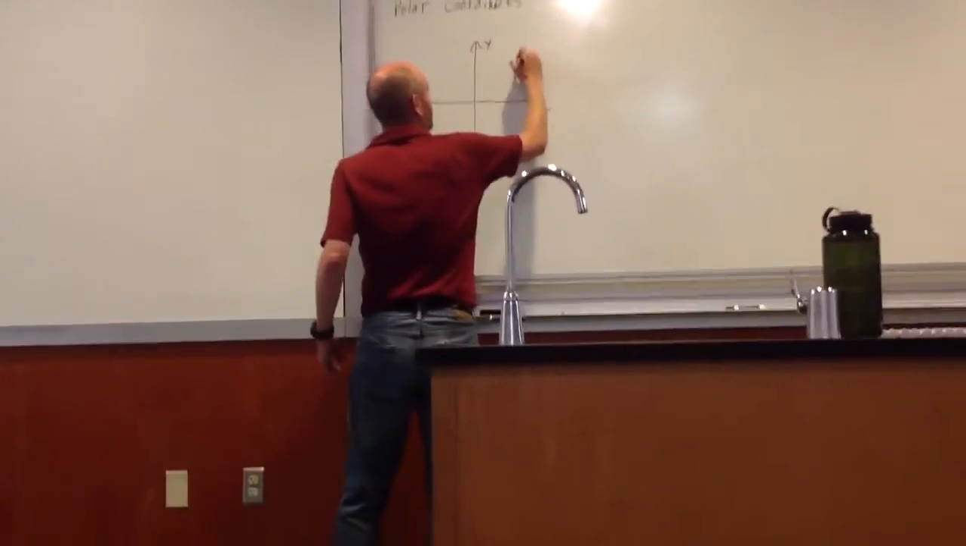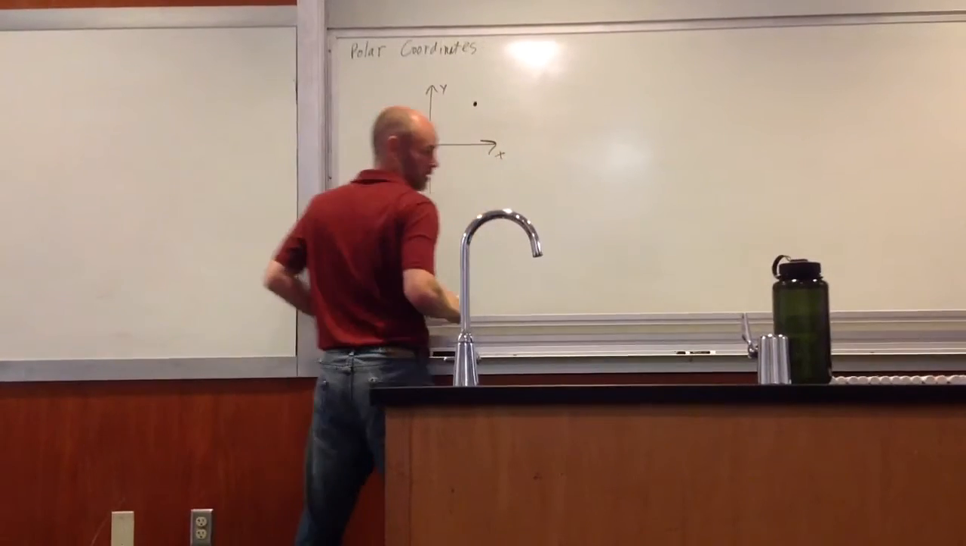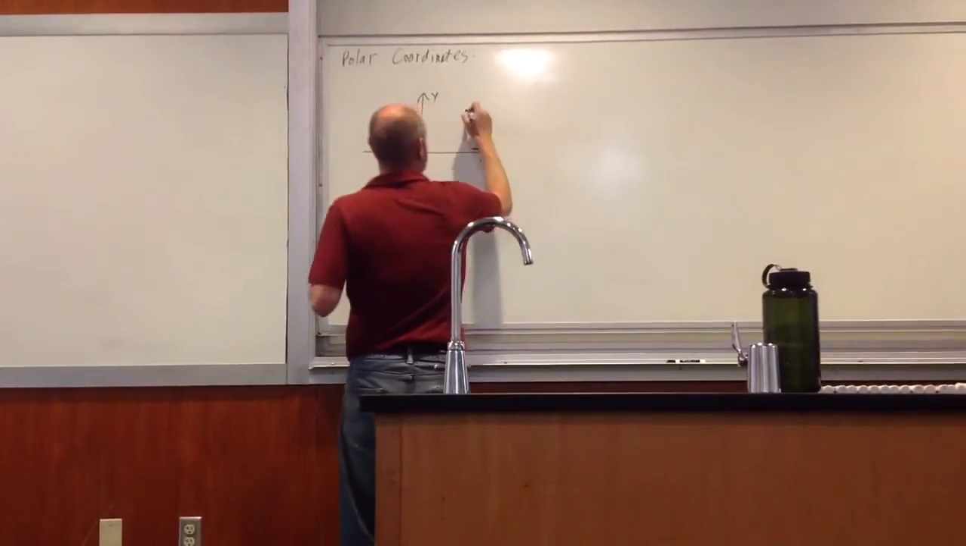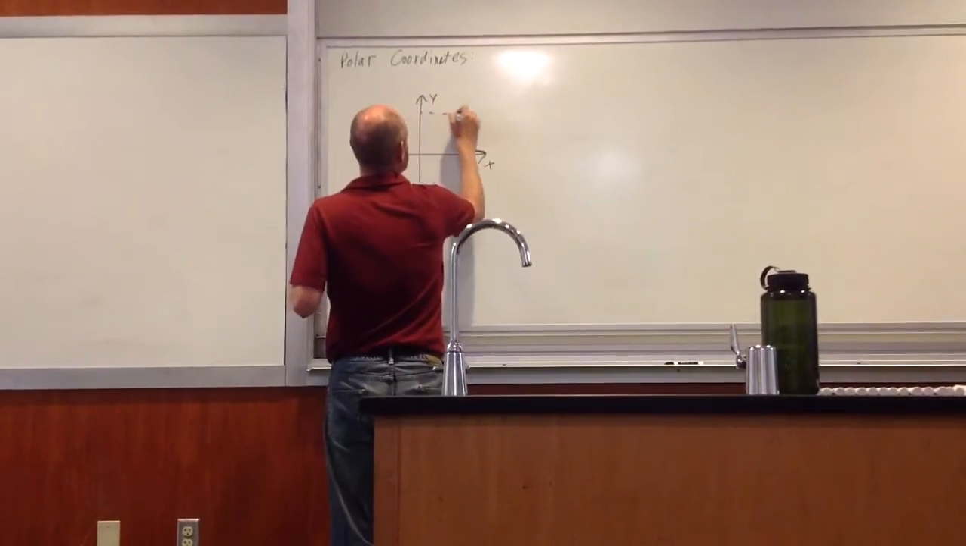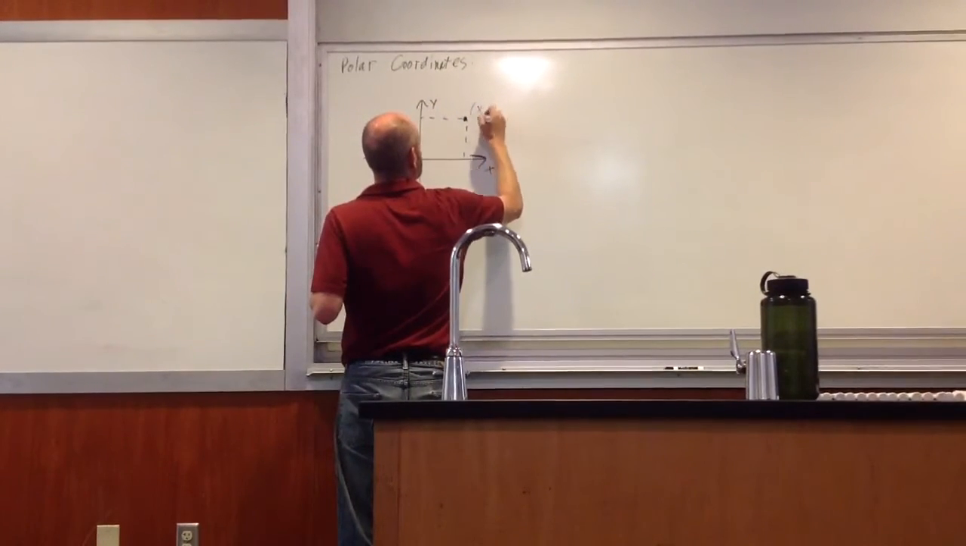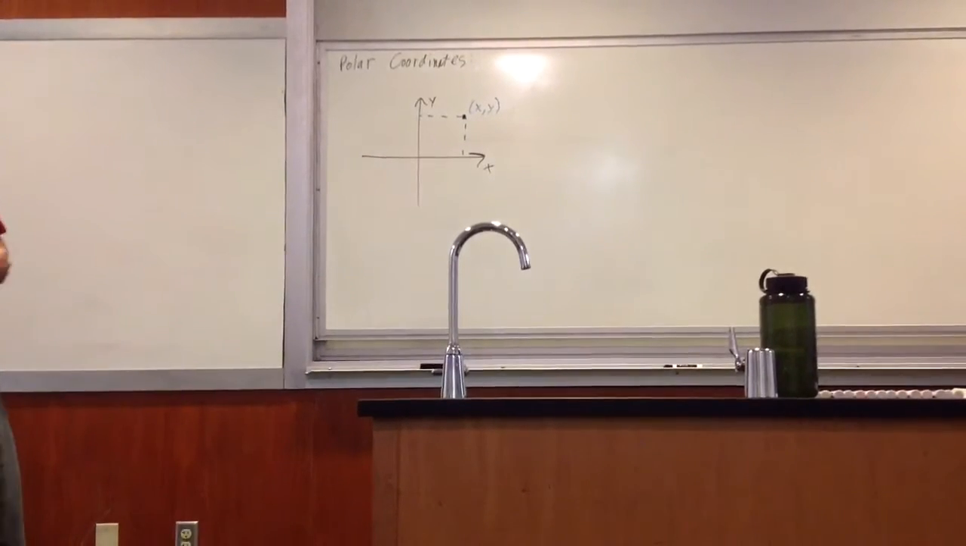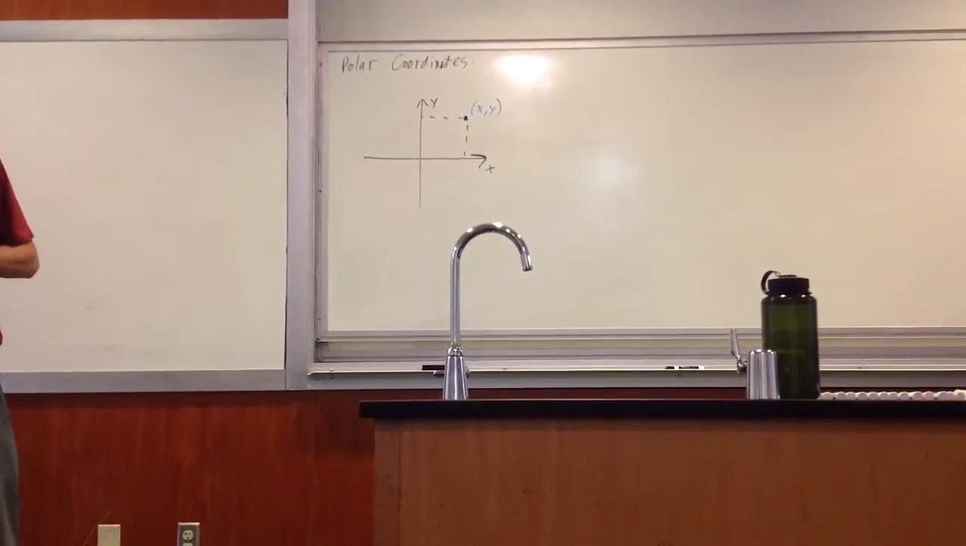So traditionally, we have a point here, and that point is represented like this as an ordered pair. We call these rectangular coordinates because it forms a nice, pretty rectangle.